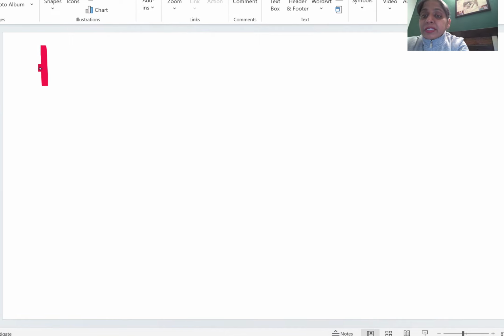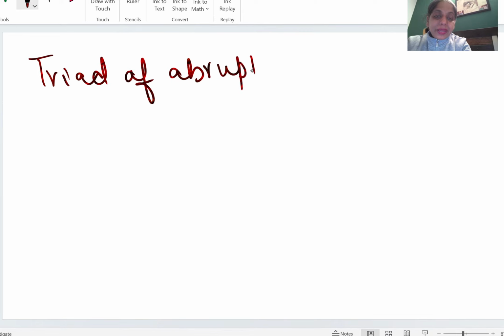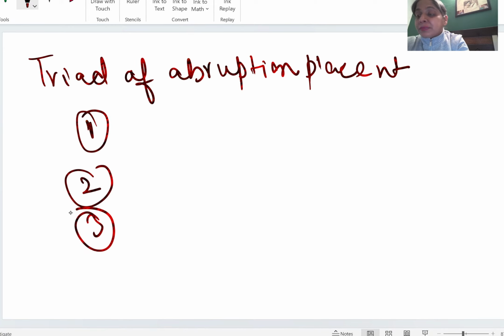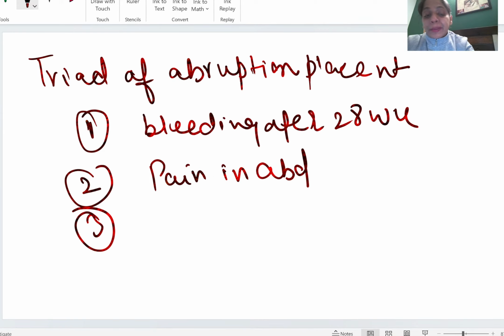So here I give you the triad of abruptio placenta. What is the triad of abruptio placenta? First of all, there is bleeding. If these three features are present, then it means it is abruptio. Bleeding after 28 weeks. Number two, there is pain in the abdomen, or you can say the uterus is tender to touch.